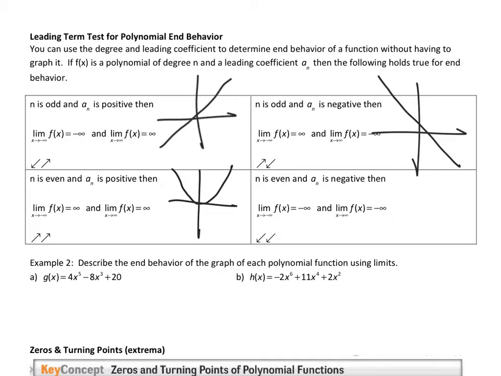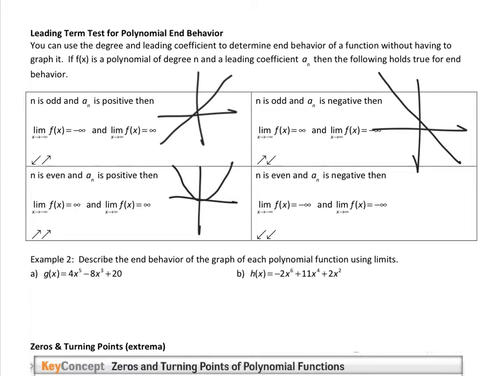Anything with an even exponent would be even, and they're going to have the same end behavior. If the leading coefficient is positive, they're both going to be going up. If it's negative, they're both going to be going down.